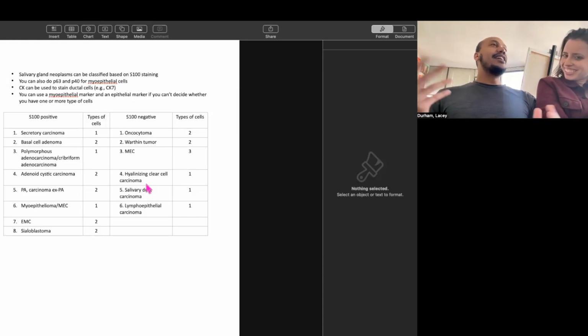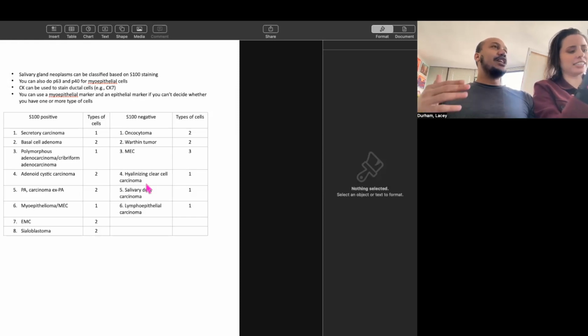So some people classify them into basaloid neoplasms, including this entity and that entity. And oncocytic is another group, which includes this entity, this entity, this entity. Like a Warthin's tumor would be oncocytic. Oncocytoma would be oncocytic.